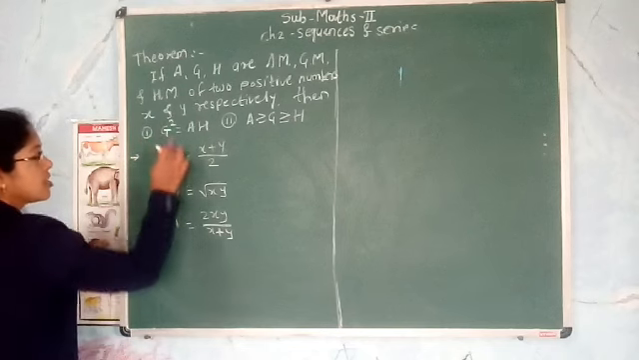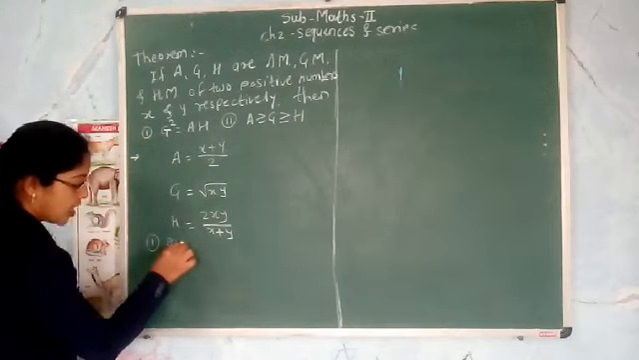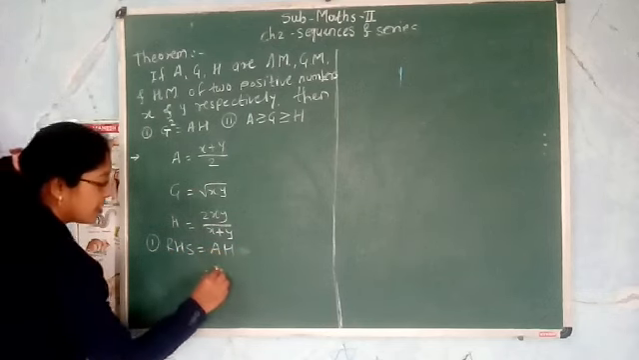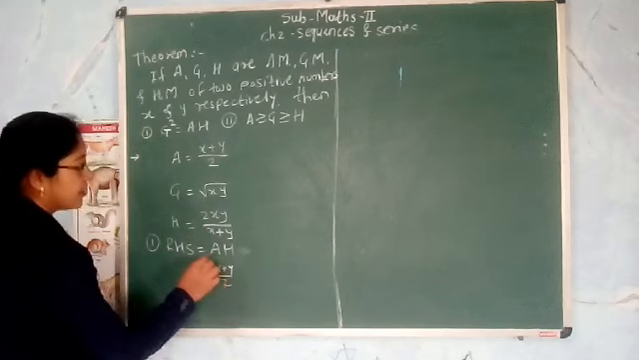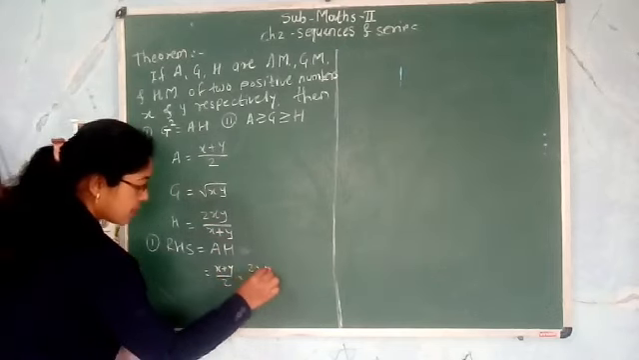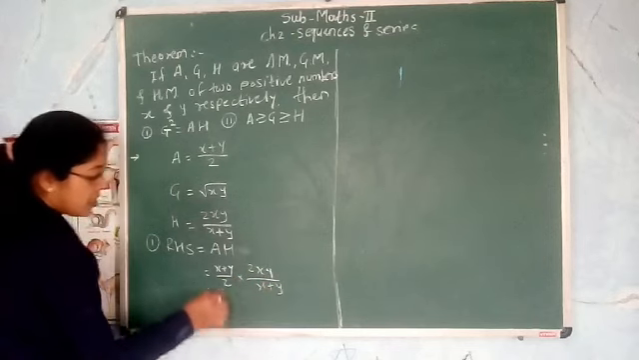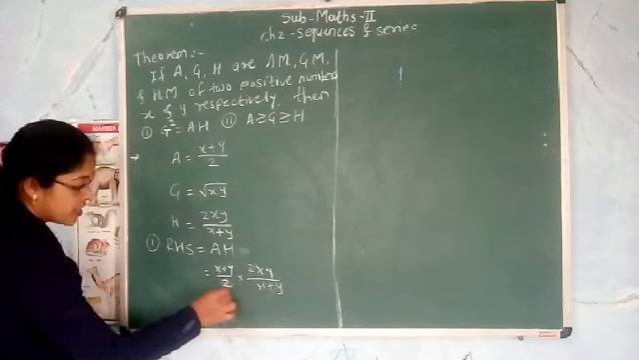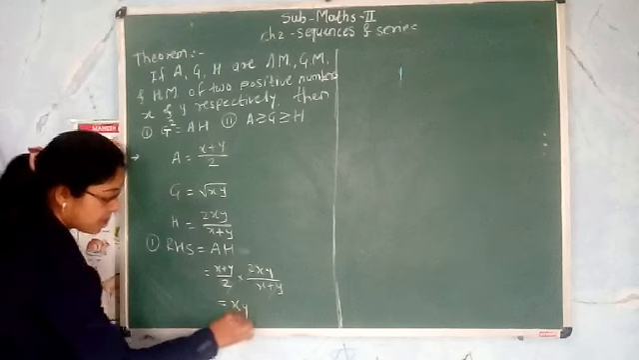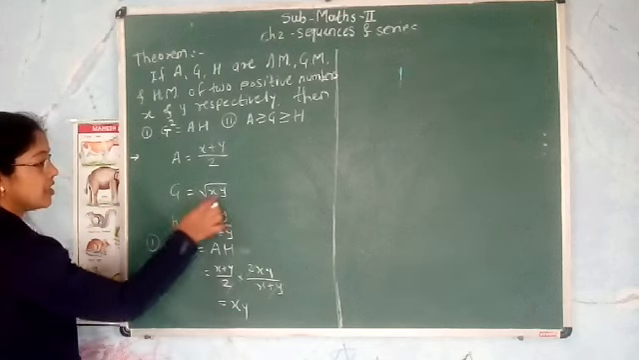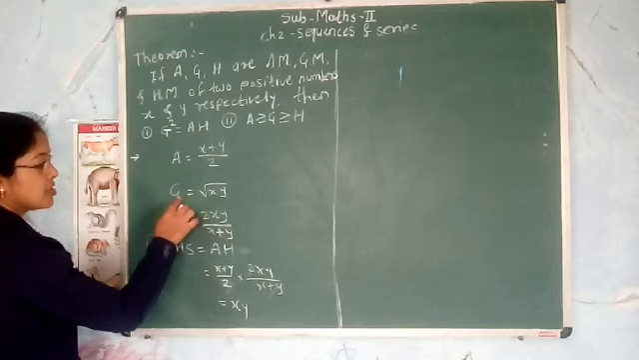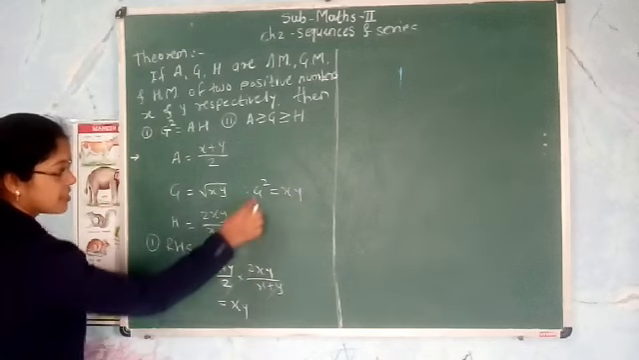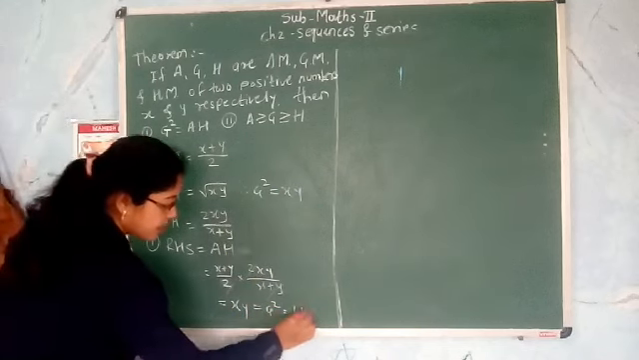Now we will show the first, G square is equal to AH. We will take the RHS. RHS is AH. A is x plus y upon 2 and H is 2xy upon x plus y. So x plus y cancels with x plus y, and 2 gets cancelled. The remaining is xy. So G square is equal to xy, which is our LHS.